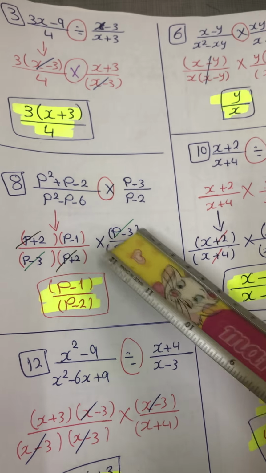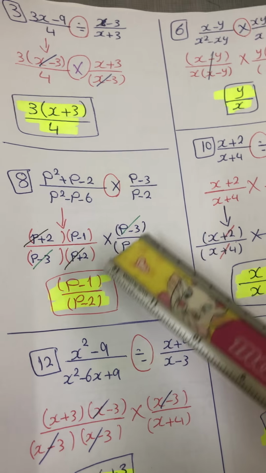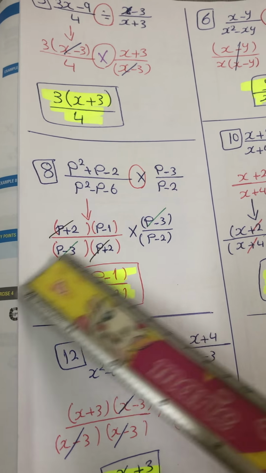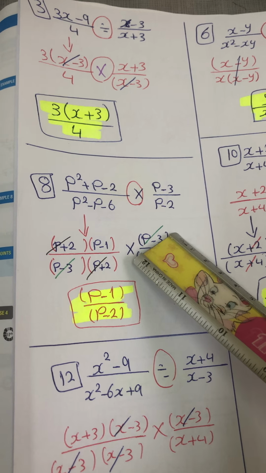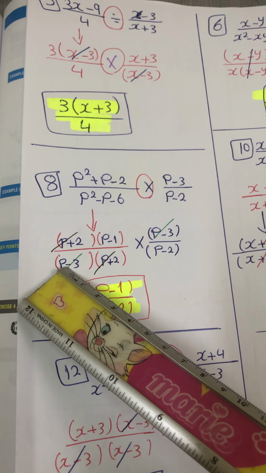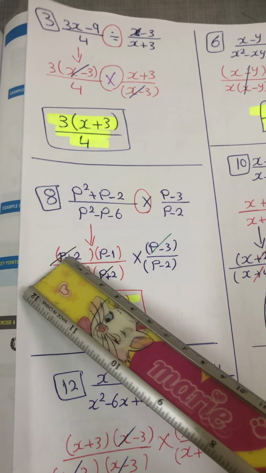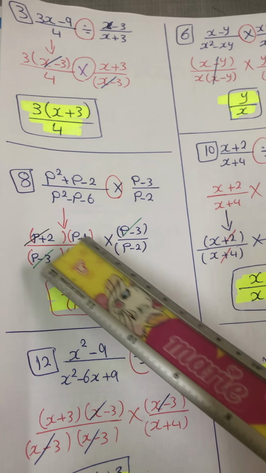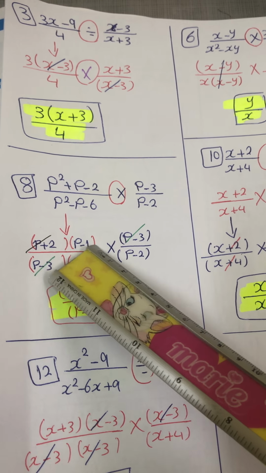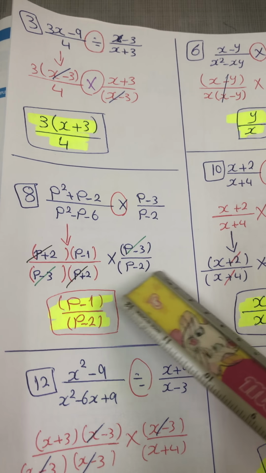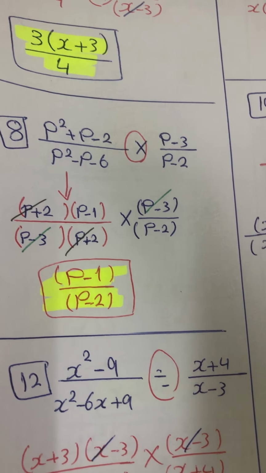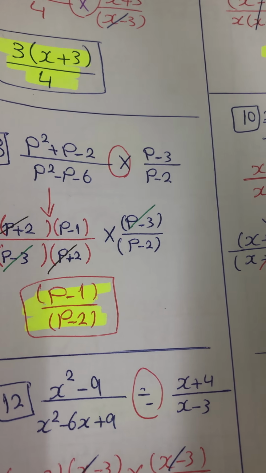We can put them between brackets or keep them as it is. I can cancel cross. p minus 3 up and p minus 3 down. Cancel them with each other. And I cancelled p plus 2 with p plus 2. What's left up? Just p minus 1 times 1 and down p minus 2. So the answer is (p minus 1) over (p minus 2).